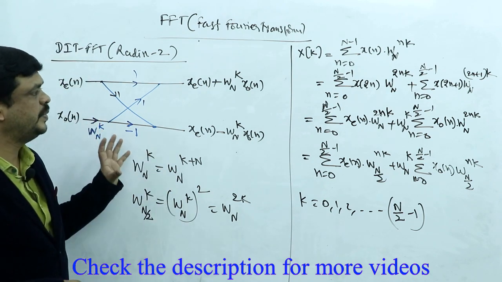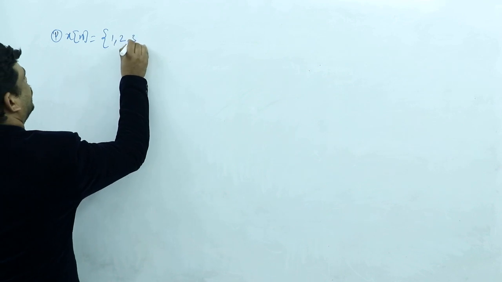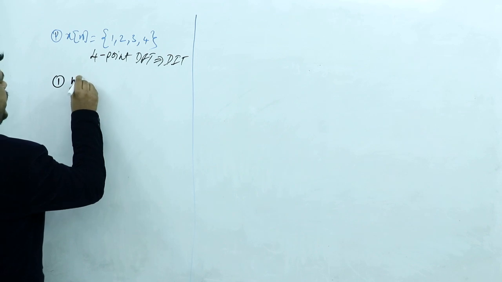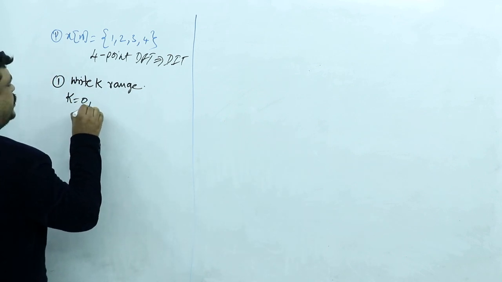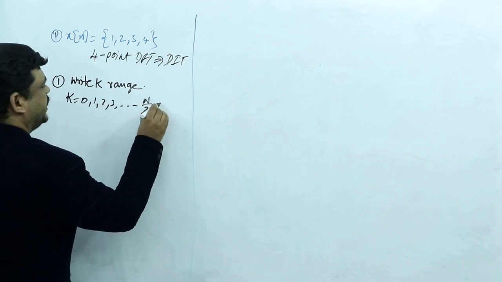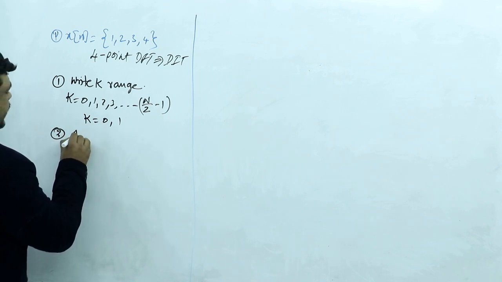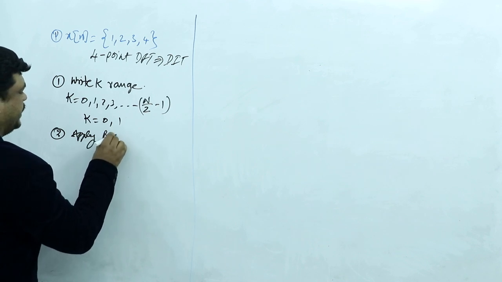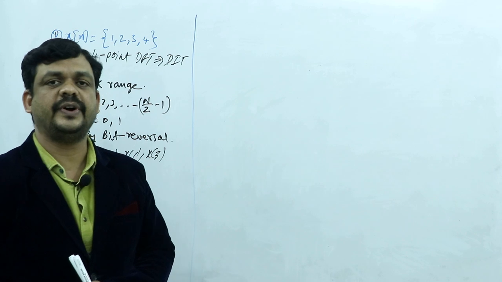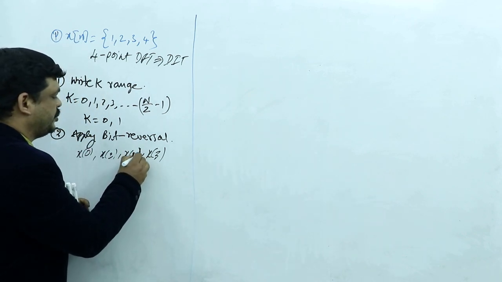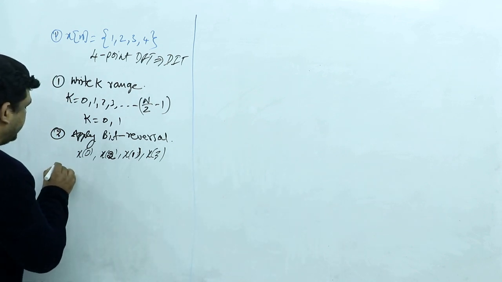Here I have explained a simple butterfly diagram of the DIT technique, decimation in time. For x(n), one sequence is given like this: 1, 2, 3, 4. Write the k range here. The k range is always k equal to 0, 1, 2, 3 up to N/2 minus 1. In this case the k range is 0 and 1. Later, apply bit reversal. That means we have to divide the complete function into even and odd functions, and to divide even and odd functions the representation requires a bit reversal operation. From the bit reversal it gives x(0), x(2), x(1) and x(3). Later, write the twiddle factor values.